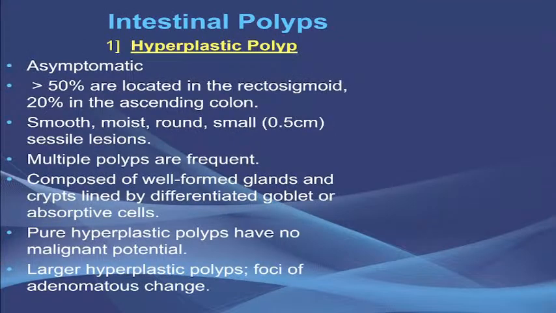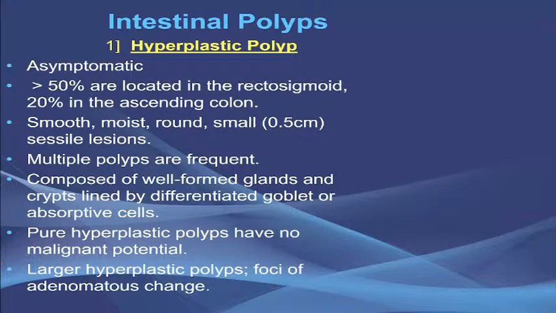The hyperplastic polyp is often asymptomatic. More than 50% of them are located in the rectosigmoid colon and 20% in the ascending colon. They are often smooth and moist, round, small polyps, rarely larger than half a centimeter in diameter, and the majority are sessile, meaning they don't have a stalk, because if they had a stalk, they would be pedunculated.